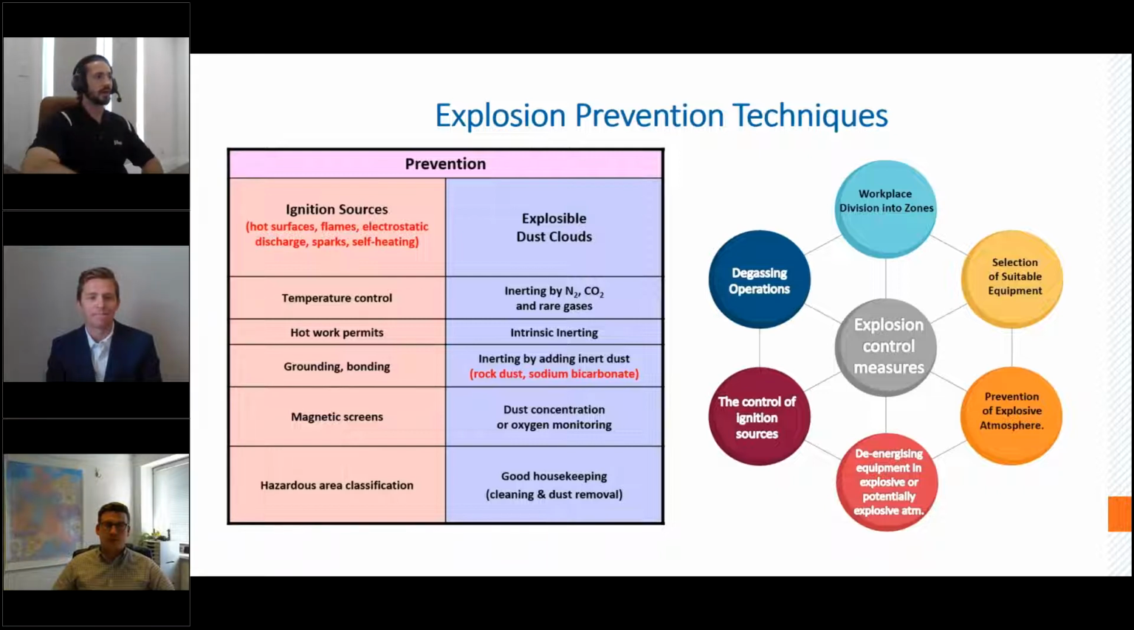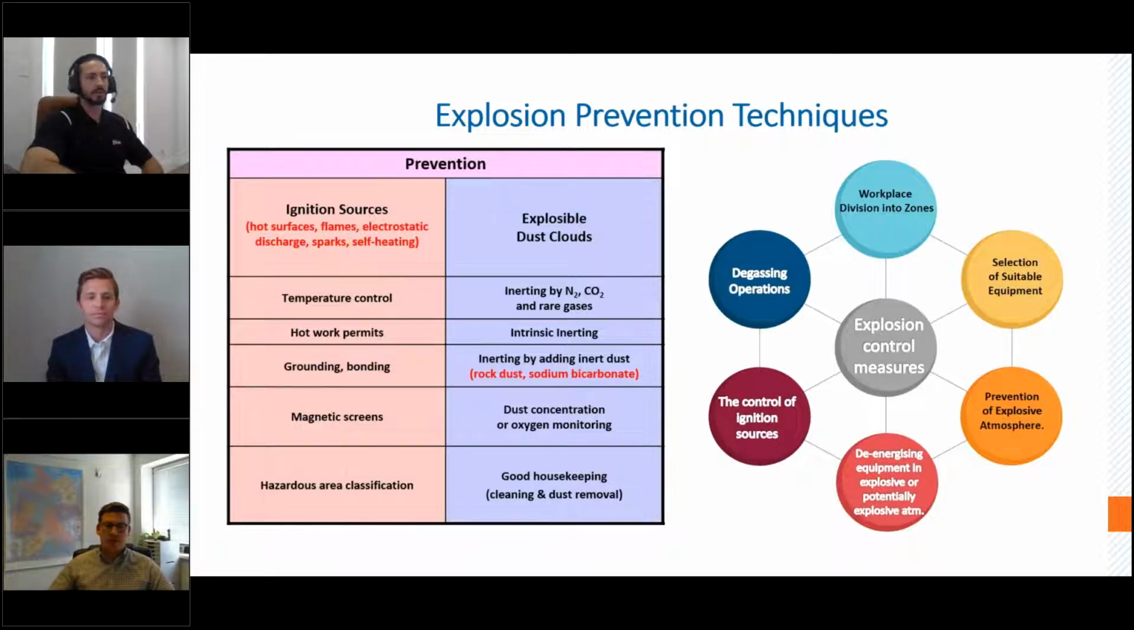For controlling the existence of an explosible dust cloud, we can inert with nitrogen, carbon dioxide, argon, or other rare gases. We can inert by adding inert powder material like rock dust or sodium bicarbonate. We can monitor the dust concentration or the oxygen content. And then we can practice good housekeeping like cleaning or dust removal through pneumatic conveyance of nuisance dust that might be surrounding areas of your plant or equipment.